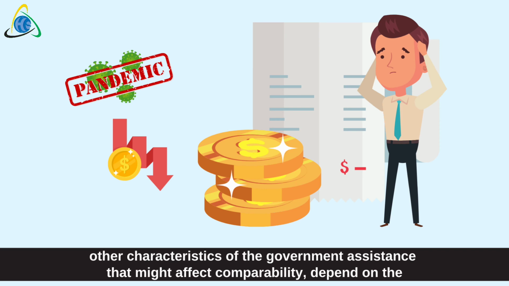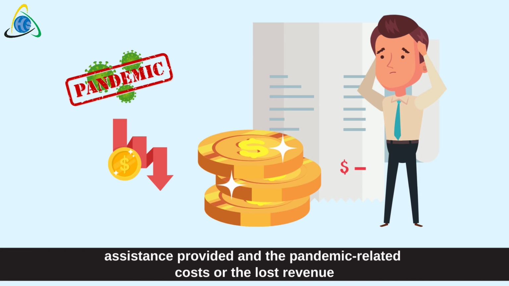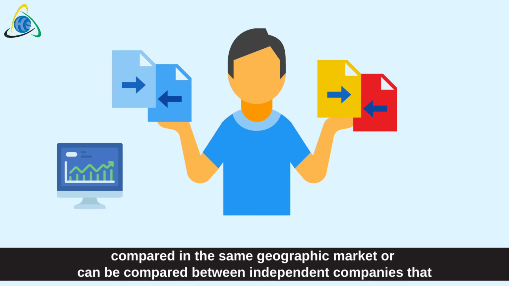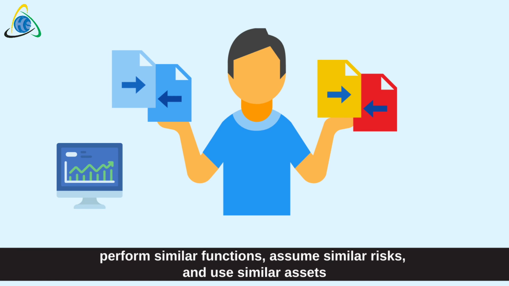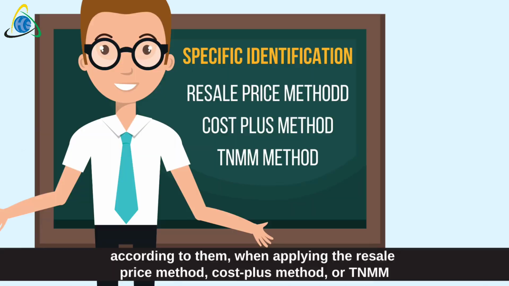Other characteristics of the government assistance that might affect comparability depend on the circumstances, which include the duration of the assistance program and the connection between the assistance provided and the pandemic-related costs or lost revenue. Moreover, in identifying reliable comparators, it can be done by referring to uncontrolled transaction data that can be compared in the same geographic market, or can be compared between independent companies that perform similar functions, assume similar risk, and use similar assets. In this slide, I will explain the accounting treatment towards government assistance that has been provided by OECD.